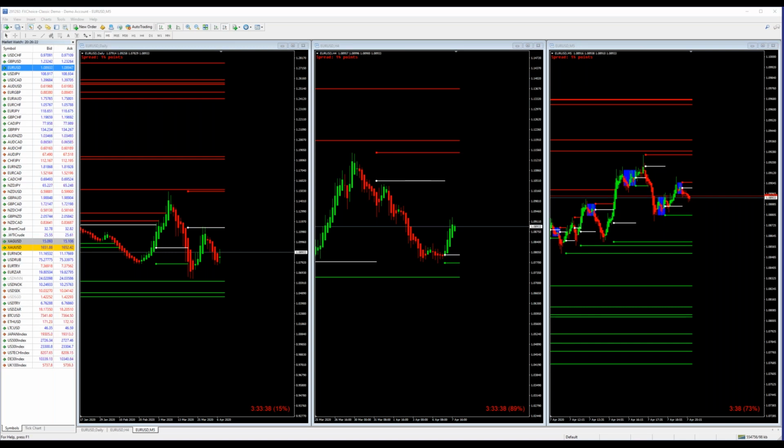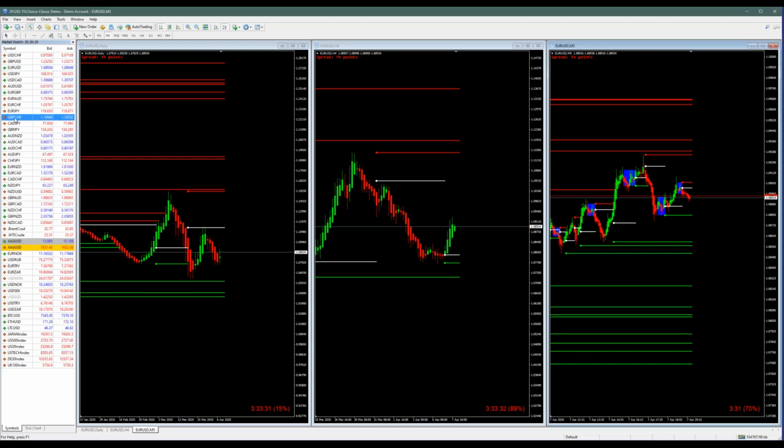Looks like you're trading the hour into the daily, and we got CAD franc and NZD yen. So we'll take a look at CAD franc first. If I could find it, there it is.